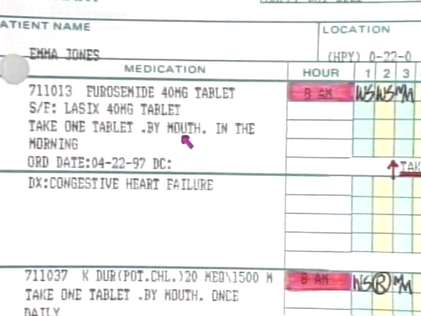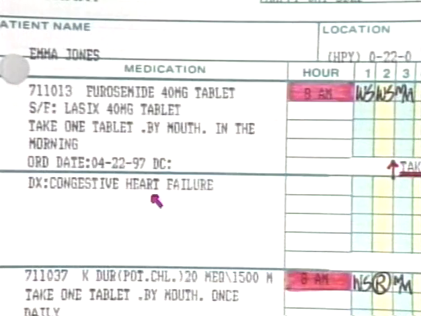We do the highlighting to help the caregiver keep from administering a medication that was given earlier or is supposed to be given later. We have the route that the medication is to be given by, and we have the date that the medication was ordered. For example, 4/22/97. We have the reason that the medication is being used. That's the indication, if you recall.